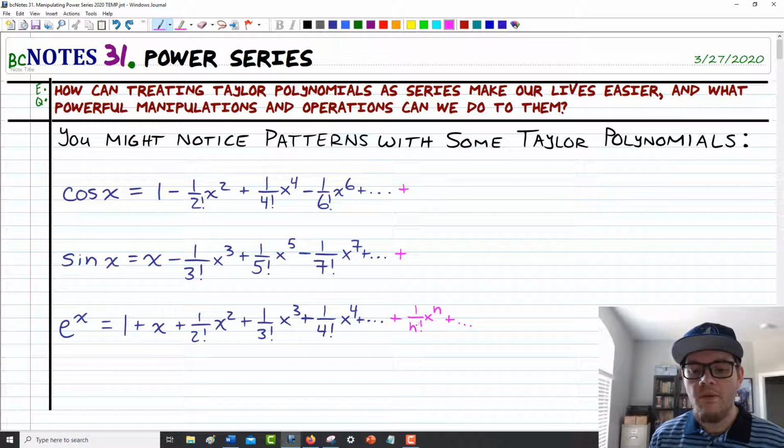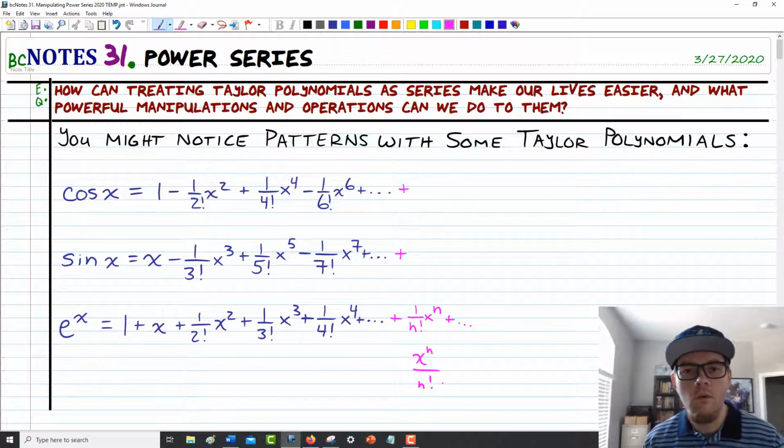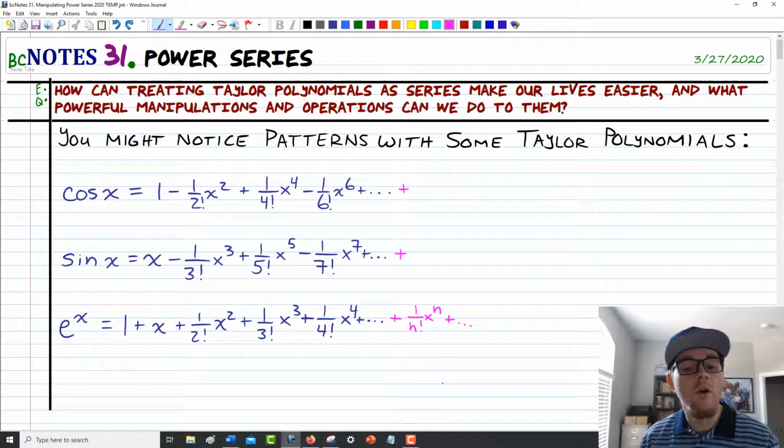So there's our first one. We found our general term. Some people, by the way, might write it as x to the n over n factorial. I have no opposition to that. I just prefer to write the coefficient style. I'm a coefficient guy myself.